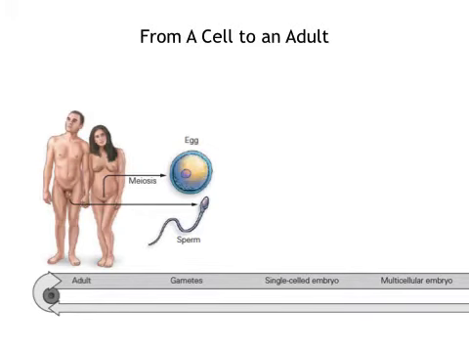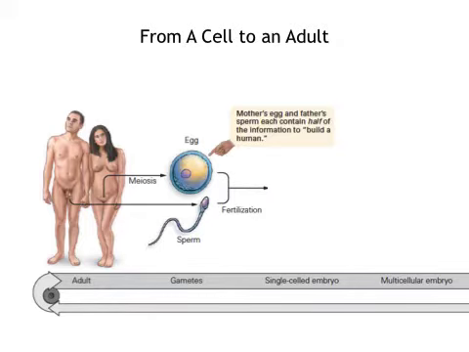So here we have 2 adults that are making gametes via meiosis. And each of these gametes are haploid, right? So they have half of the genetic information. And these are going to come together. The sperm is going to fertilize the egg and form a zygote. And so, yeah, there you can see that the egg and the sperm have half of the information to build a human. And the zygote is now a diploid.